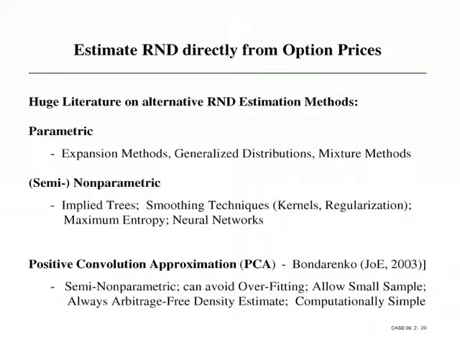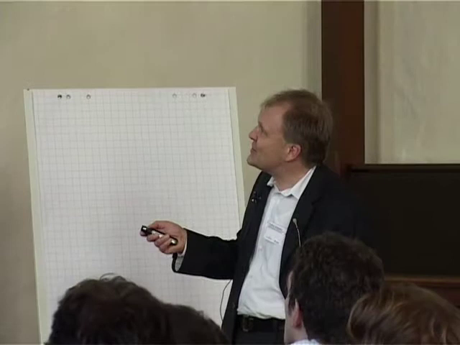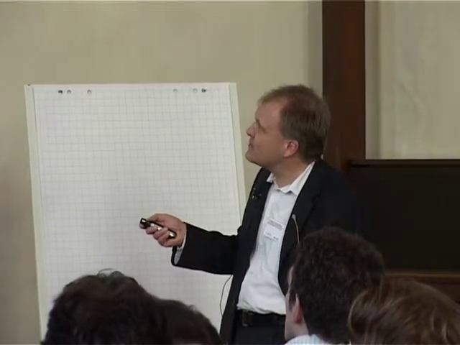I already kind of verbally talked about one way to do this. Parametric densities you can specify underlying this that you integrate up to see if you can get the option price, or semi-non-parametric ones. I could give a ton of references to all these methods. The one that I like was developed by a co-author that I worked with lately, Oleg Bondarenko from the University of Illinois, Chicago. We use in our joint work positive convolution approximation, which is a semi-non-parametric procedure.